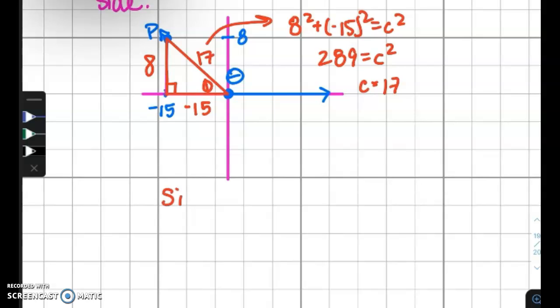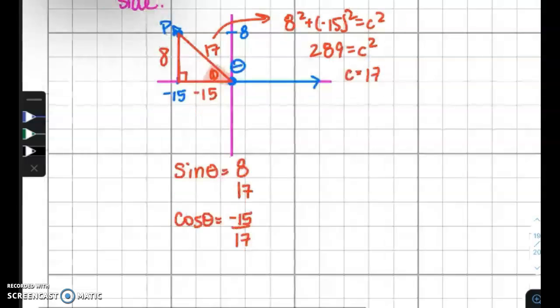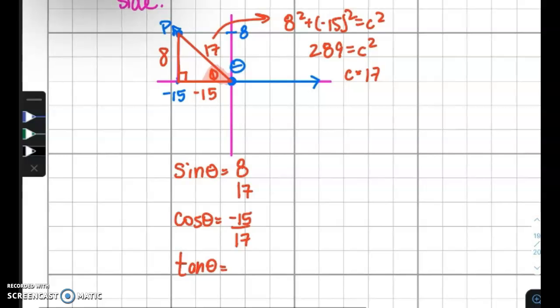So sine of theta is the opposite over hypotenuse. Now theta and phi give you the same trig functions, so you're looking at this angle here as your reference. So opposite of that is 8. The hypotenuse is 17. Cosine would be adjacent over hypotenuse, so negative 15 over 17. And tangent is the opposite, which is 8, over the adjacent, negative 15.